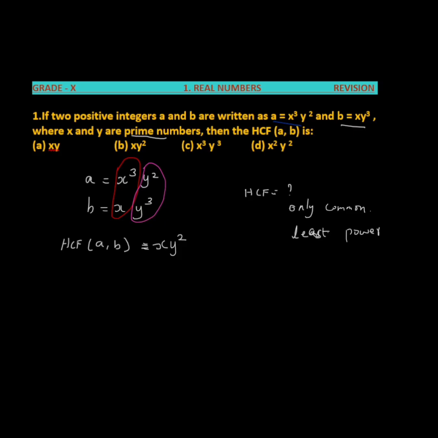So here the correct option is B. B is the correct option, x y squared. This is our correct option.